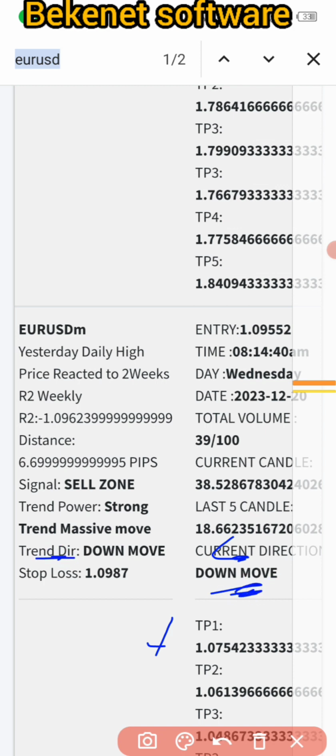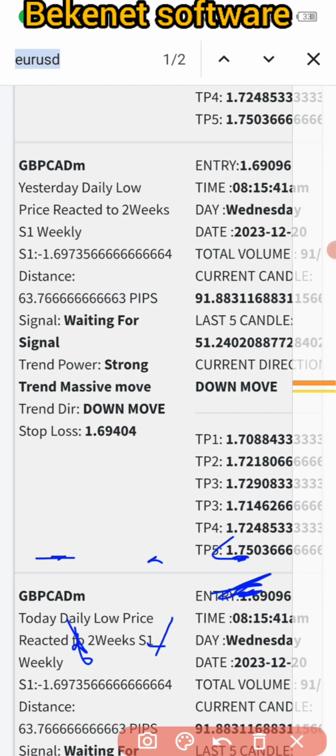This trend direction that you're seeing is telling you the trend that it currently is, which is a sell move. First thing first, you look out for this current direction.